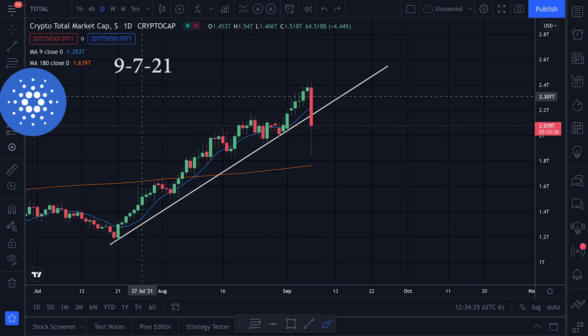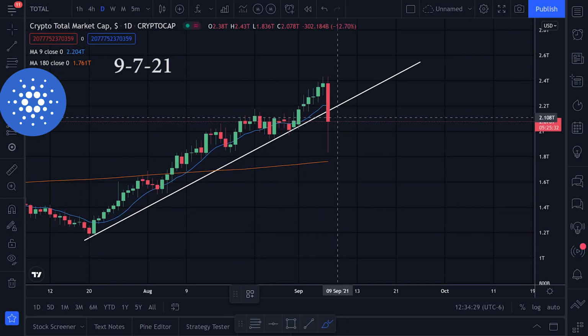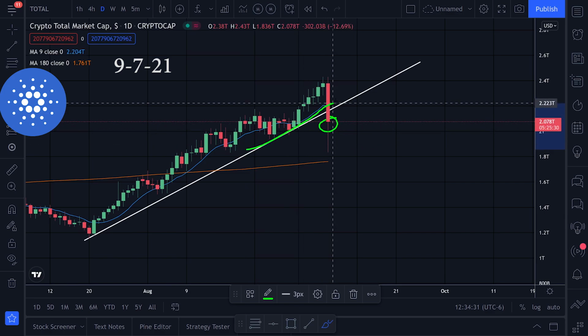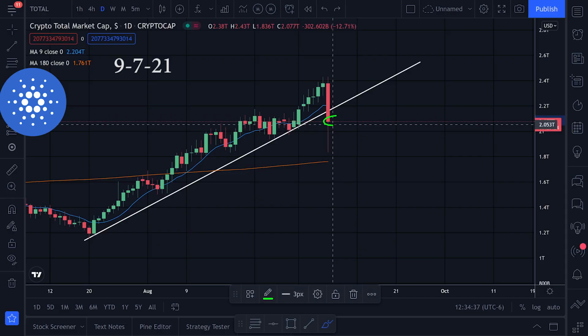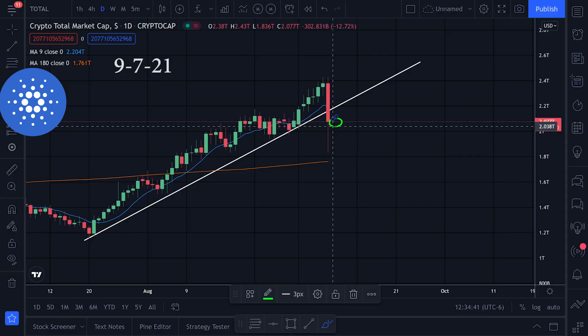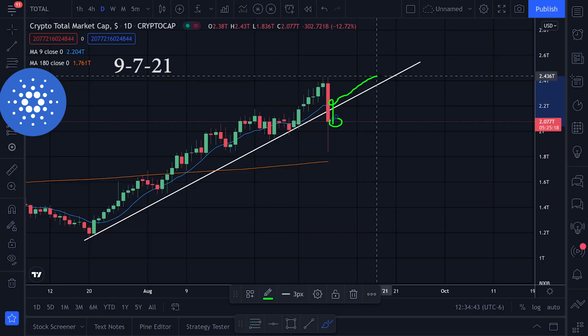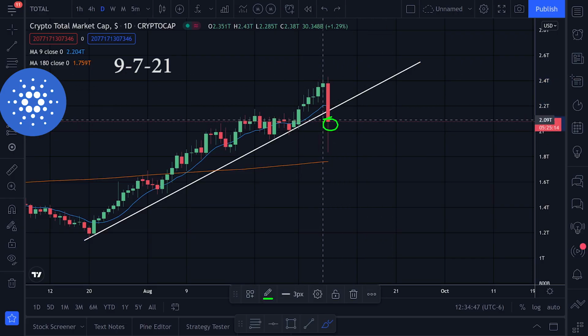So what I'm thinking, and I made a video about this earlier, is are we going to close this daily candle below this trend line right here, or are we going to bounce back up and stay above it? Even if we do close above it, it's possible tomorrow we get a green candle and we just head right back up and start trending up on this trend line again. I think today will be a first signal.